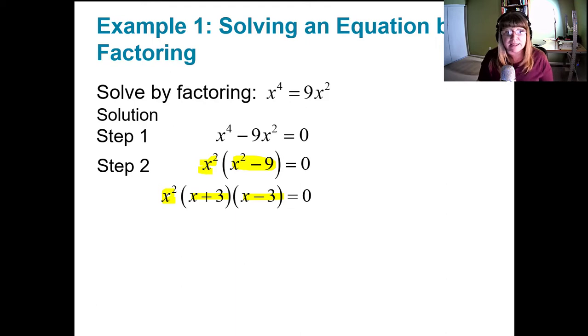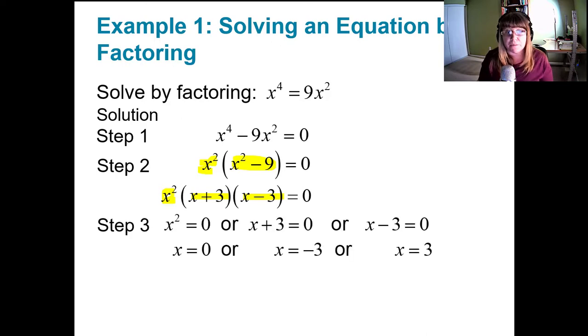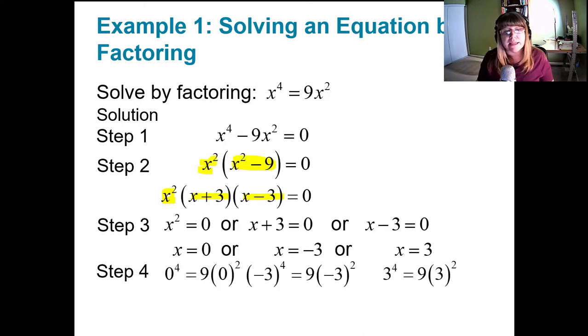And again, our next step is going to be zero factor property. We're going to set each of those terms to 0. And we get a solution of x equals 0, or x equals negative 3, or x equals positive 3. Step 4 is always to check your solutions. So as it turns out, all three solutions are good solutions.